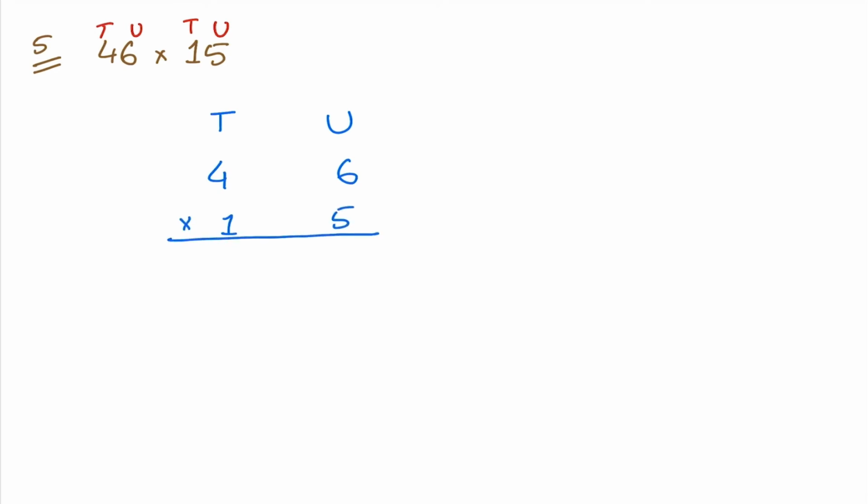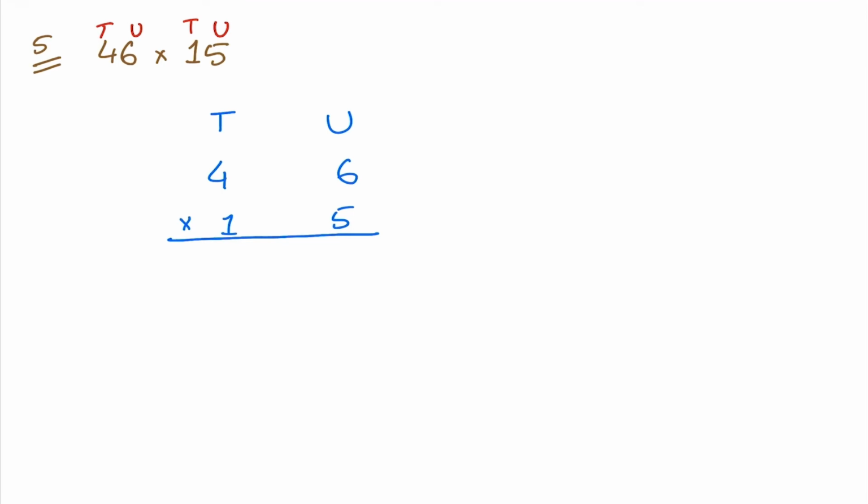Okay? Now let's do another example in which we multiply two two-digit numbers so that you get more practice. In this example, we will multiply 46 with 15. Again, the first thing that you will do is mark place values. So you have units, tens, units, and tens. Now write it in vertical form. We have tens and units. So we have 46, 15, and the multiplication sign.